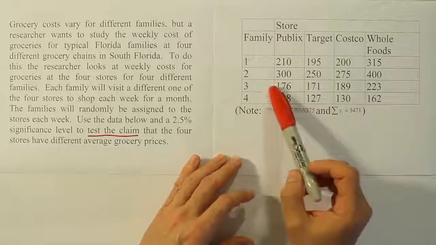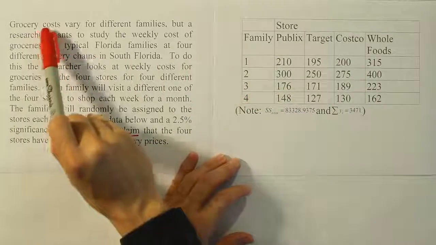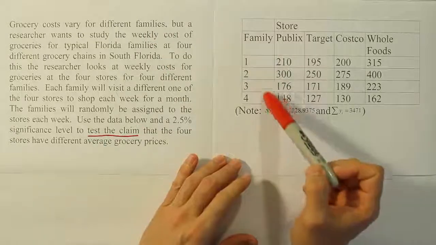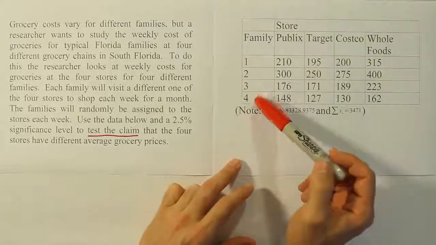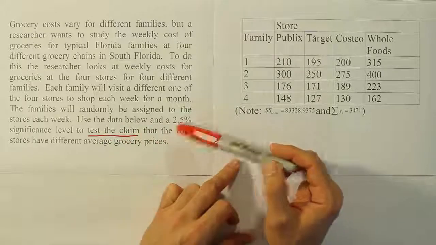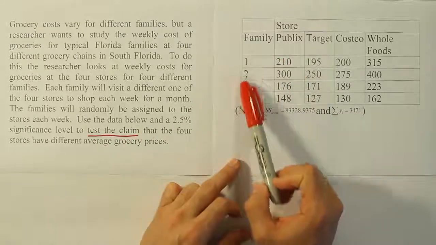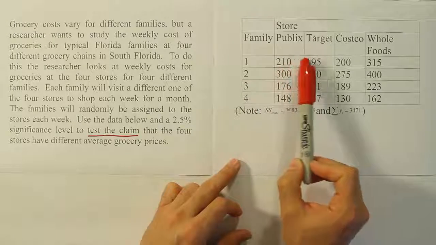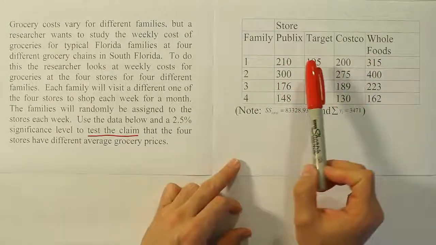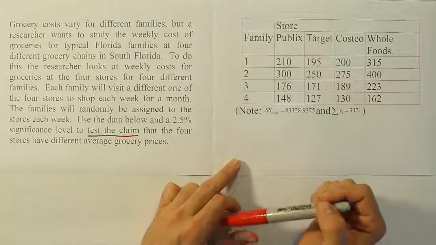So we're going to assume again here, it looks like they know that grocery costs vary for different families, right? So we're aware that the families' grocery costs vary, but we're interested in testing the claim that the 4 stores have different average grocery prices. So we don't really care that the families vary. We care about the different costs at the different stores. We want to see if there's truly a different cost depending on where they're going shopping.